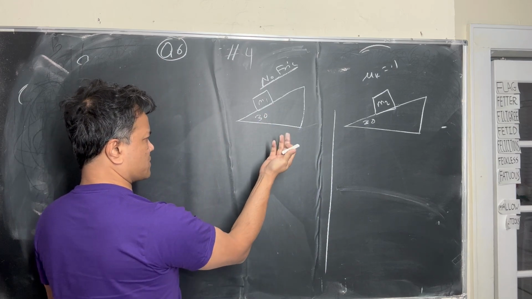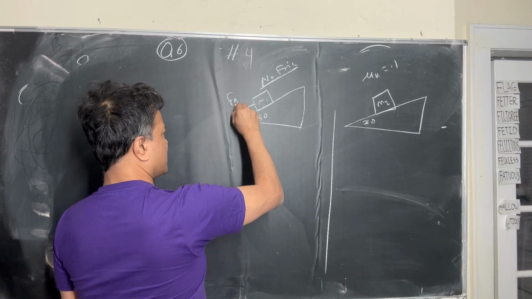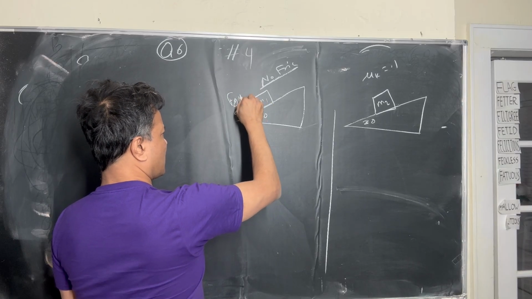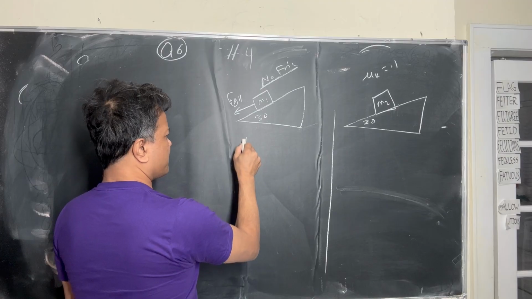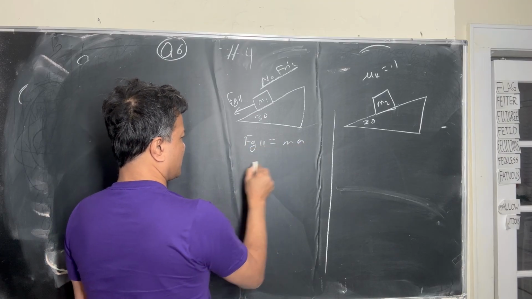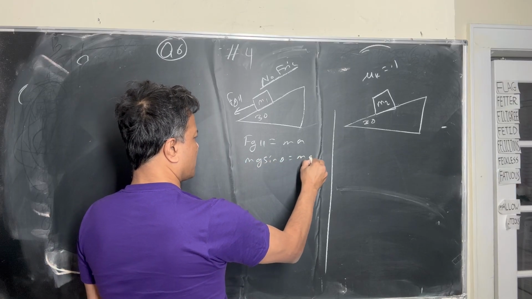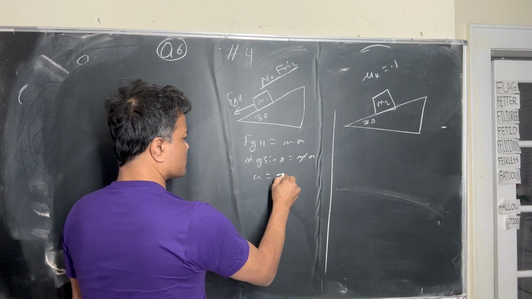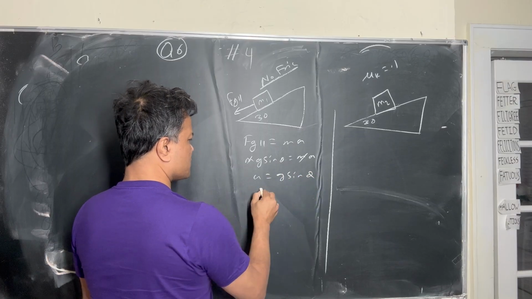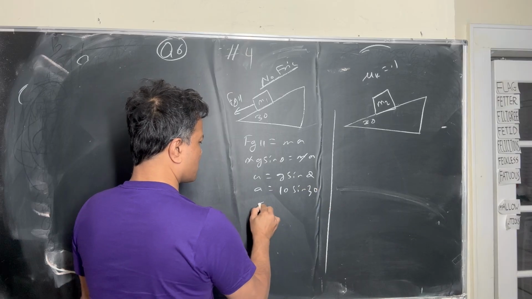Okay, so let's do m1. There is no friction, so only this force, Fg parallel. So we're going to say Fg parallel is equal to ma. mg sine theta is equal to ma. So a is equal to g sine theta. So a is equal to 10 sine 30. So a is equal to 5.